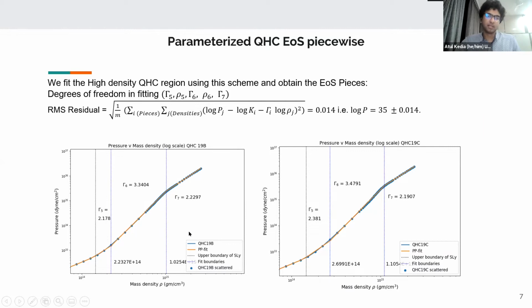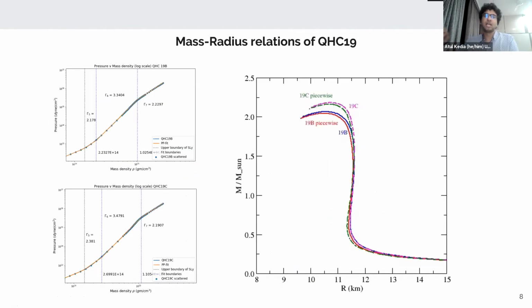So here I'm just stating that we let our algorithm choose the best possible combination of these 5 degrees of freedom, so that the error is minimum when compared to the raw equation of state. And here I'm just stating the values that we achieve for QHC 19b and 19c.